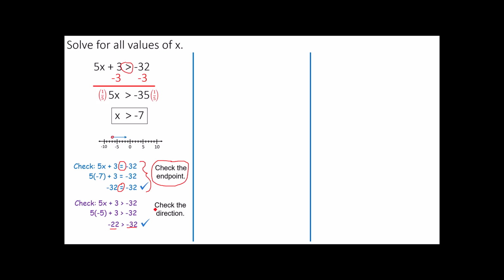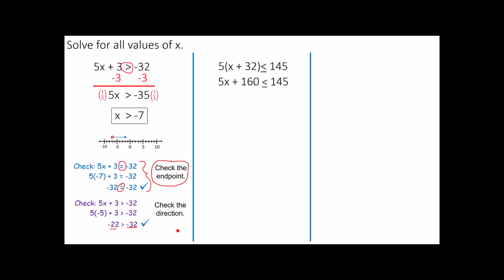Now, it is kind of frustrating with your inequalities because you really have four things going on here. You have the solving of the inequality, you have the graphing of the solution, you have the checking of the endpoint, and then you have the checking of the direction. It's kind of a nuisance, kind of a pain. But as you get better and better at it, it will become easier and easier. Here's another one. I want you to pause the video and try this on your own. When you restart the video, I am going to do this fairly quickly because you should already have it done.